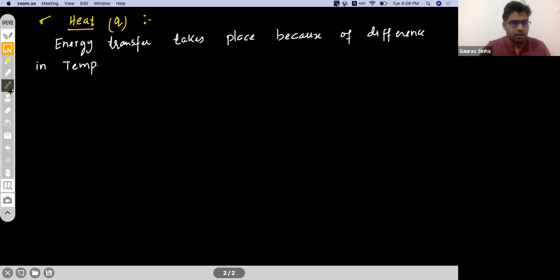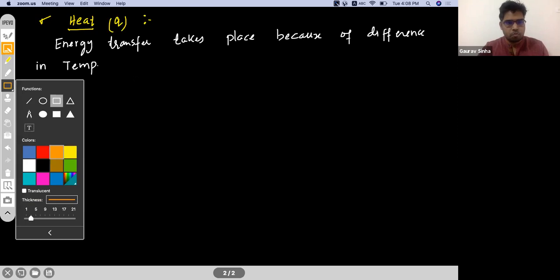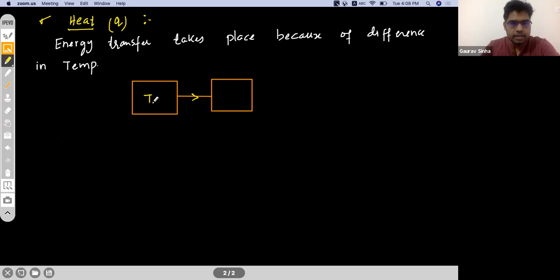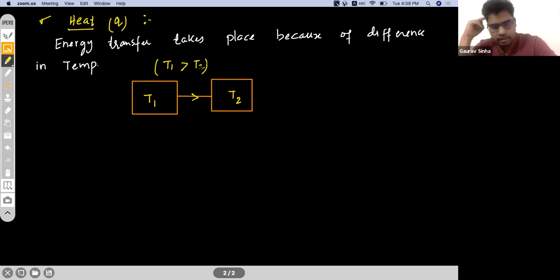Suppose we have an object at two different temperatures, and these two are connected through a conducting wire. This one is at temperature T1, this one is at temperature T2. If T1 is greater than T2, heat will transfer from this object to this object only. This transfer takes place unless the temperature of the two objects becomes equal. Till then the transfer of heat from hot to cold object takes place.